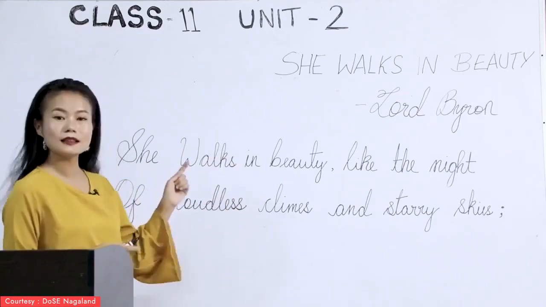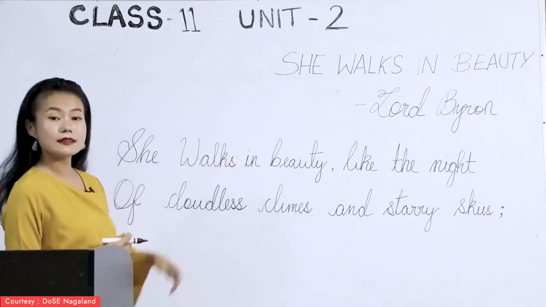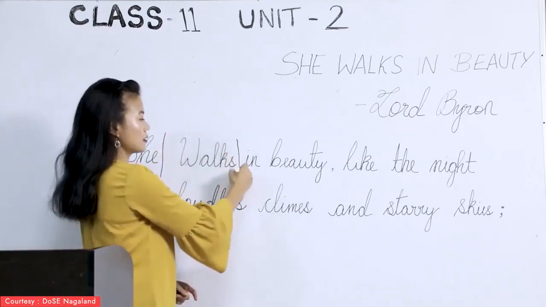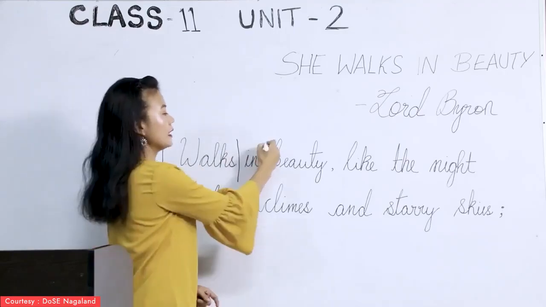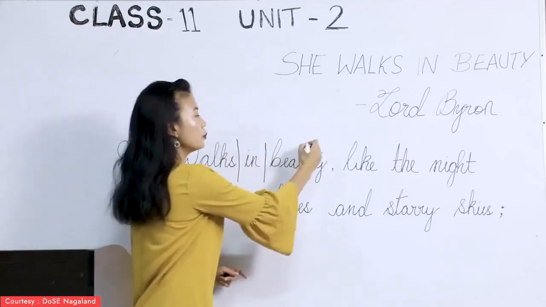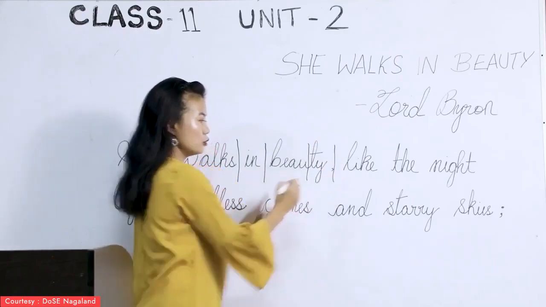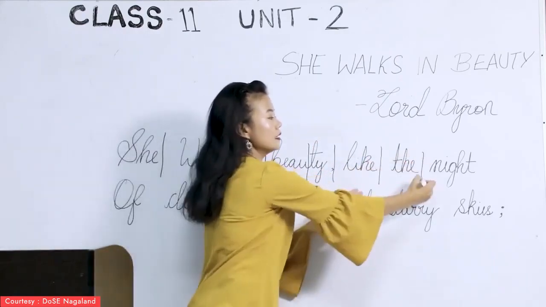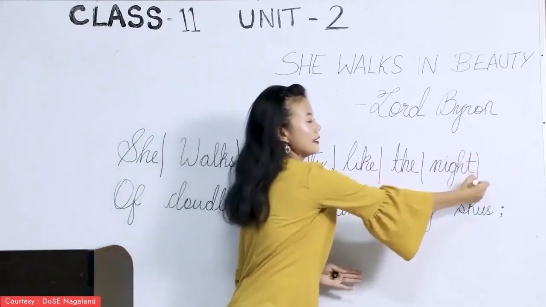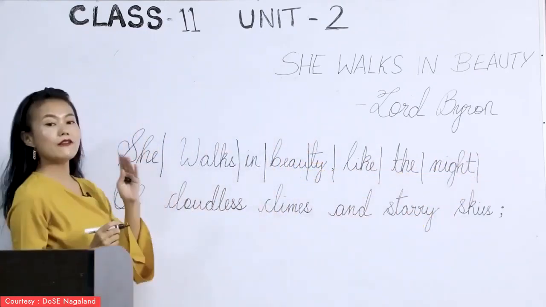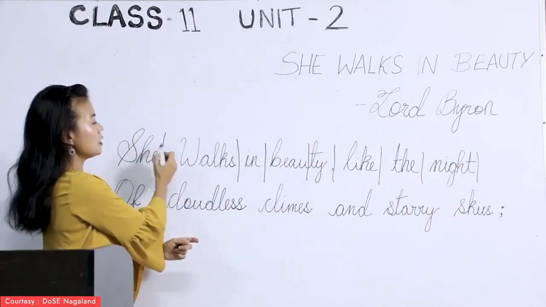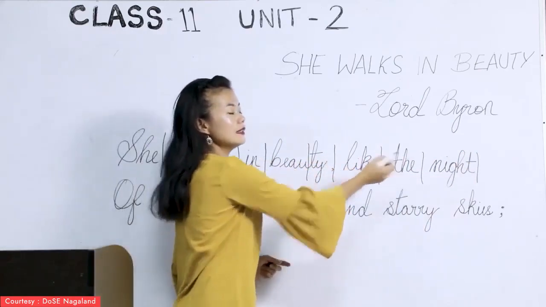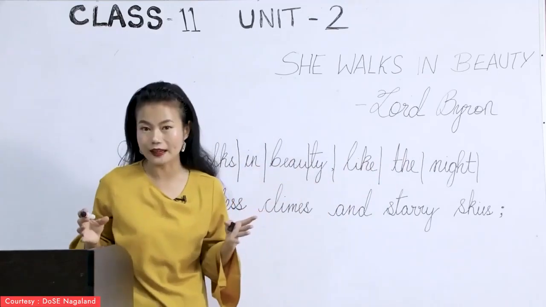So here in the first line, we have 8 syllables. So she, one syllable, walks, second one, in, third one, beauty, 2 syllables here, okay? And then like, the, one each, and then night. So all together we will have 8 syllables. She walks in beauty like the night. But we will not read like that, okay?